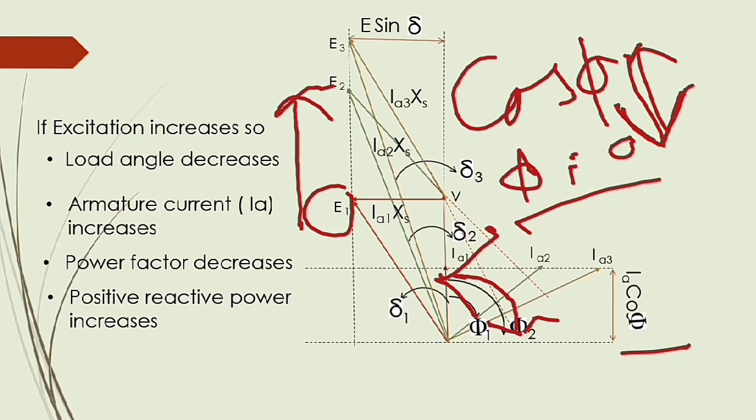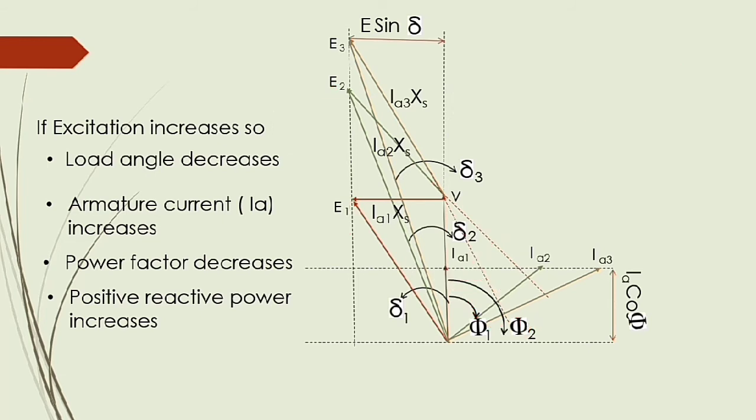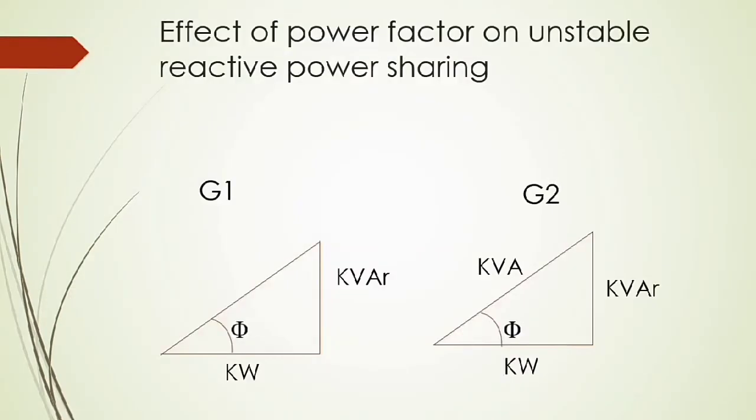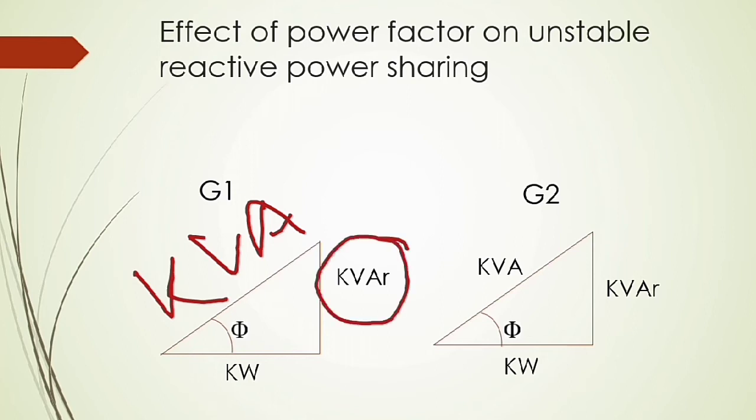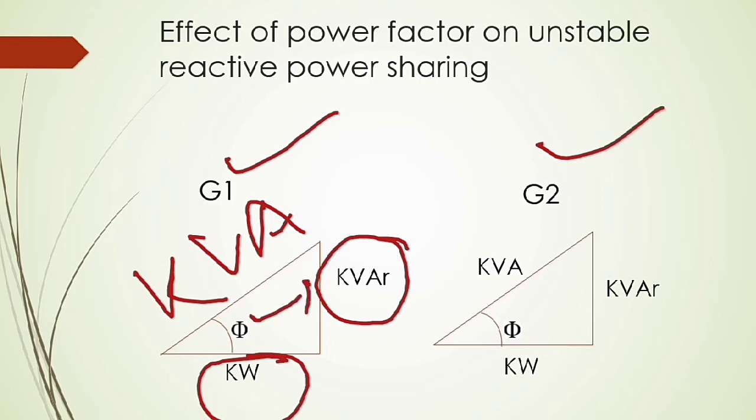Okay, if you don't understand this phasor diagram, there is an easy way you can understand this. Here you see there are two generators. This is the normal kVA, the apparent power, this one is the reactive power, and this one is the active power, and this is the normal triangle. This is the triangle for G1, generator 1, and this is the triangle for generator 2. And this is the power factor angle.